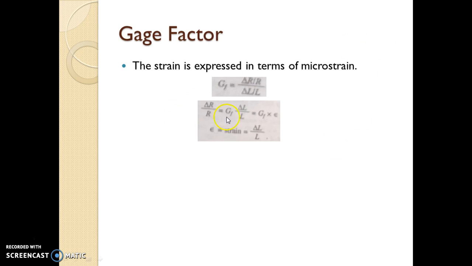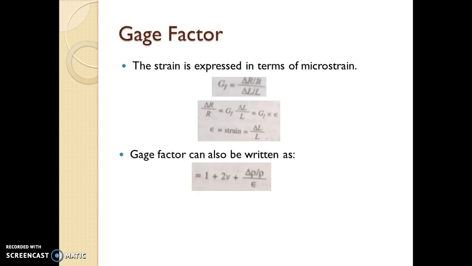Now this can also be expressed in this fashion. We have just rearranged the equation. This is delta R by R equals gauge factor multiplied by delta L by L. We all know that delta L by L is nothing but change in length divided by original length, which is nothing but the strain. So when you multiply applied strain with the gauge factor, it gives us change in resistance per original resistance of the strain gauge.